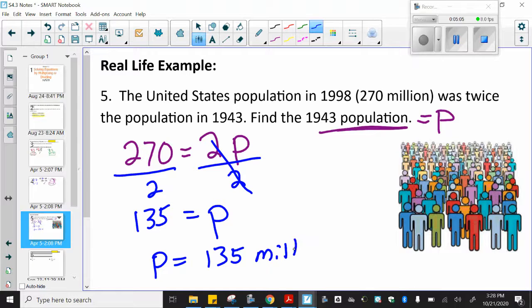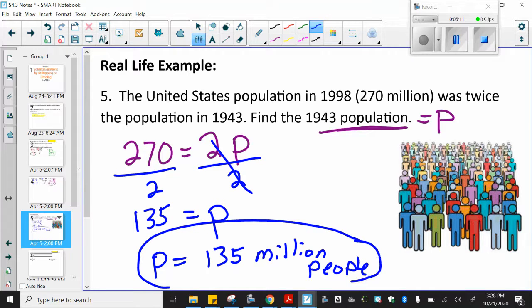million people. That sounds right, right? We know that 1998 was bigger than 1943, right? 270 million is double 135 million.